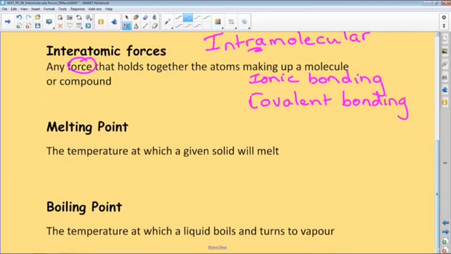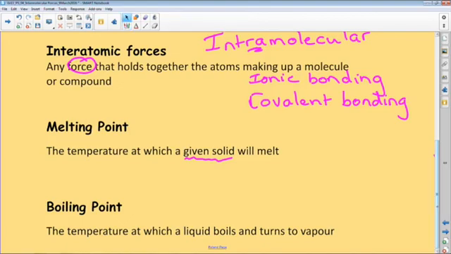Moving on. Melting point. What is that? It is the temperature at which a given solid will melt. When we say given solid, we mean any solid. So if I say to you, what temperature does ice melt at? You can tell me for ice. If I ask you what temperature carbon melts at, you can then give me that temperature. So it's a specific temperature for any substance.